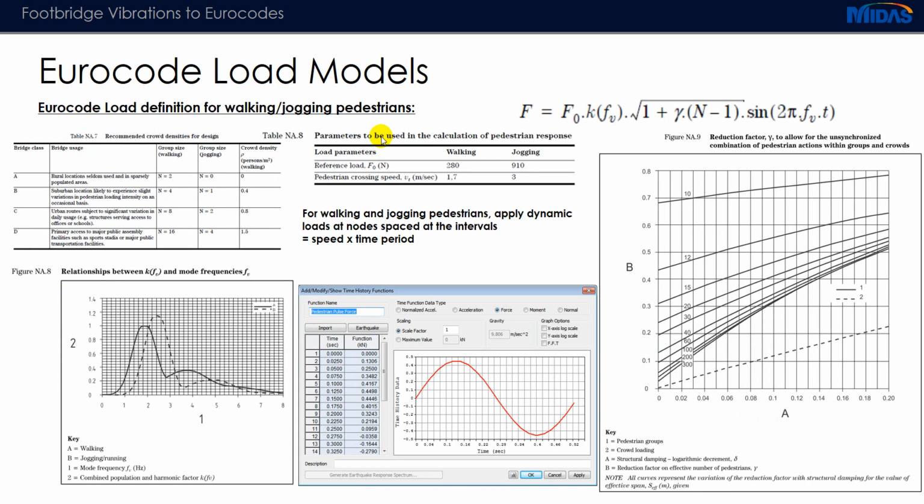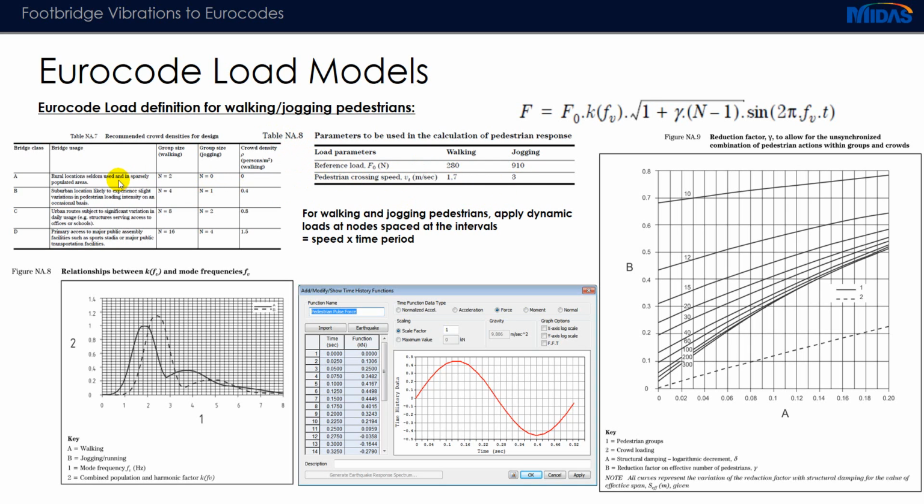Okay, so now let's see what are the time functions that are used and how they're calculated. Eurocode has defined a few load models for walking and jogging pedestrians, and also crowd condition. There are a few parameters on which this load function will depend. This equation, as I mentioned before, is a sine function. The basic force is defined from Table 8 in the National Annex of UK. This is the pedestrian speed for walking and jogging.